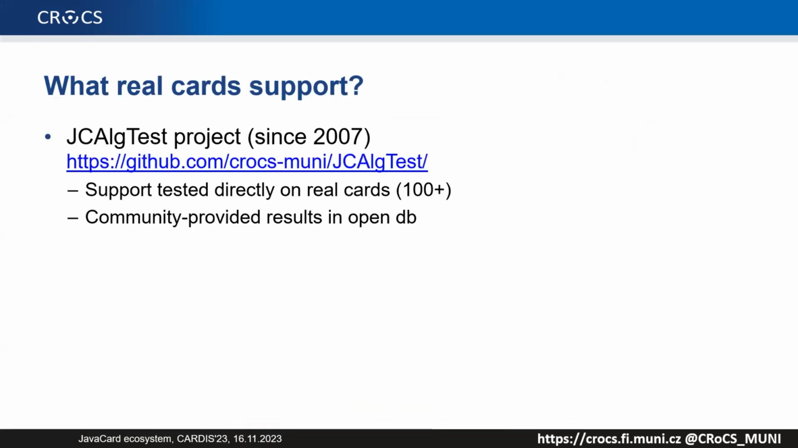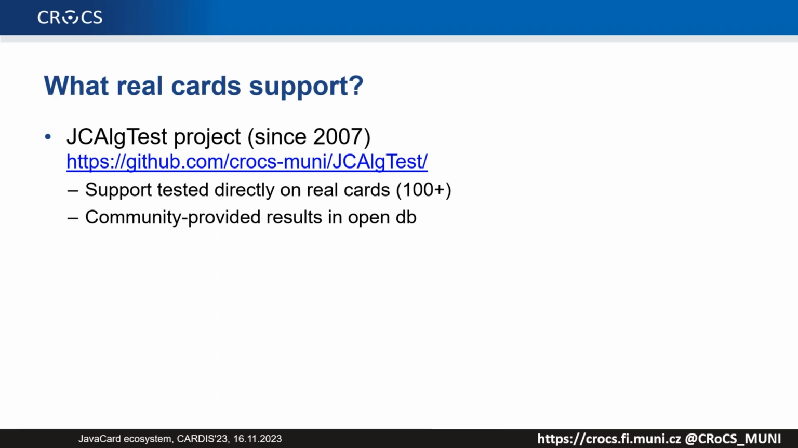Okay, so how can we go deeper? One option is to analyze the real cards. What we can do, and we did it with our JCAlgTest project since 2007, is take the cards and implement an applet that tries to create an instantiation of all algorithms specified in the JavaCard specification. If successful, great, we know the card supports it. If not, then we know it's not supported.